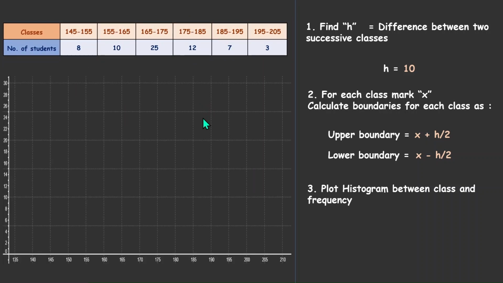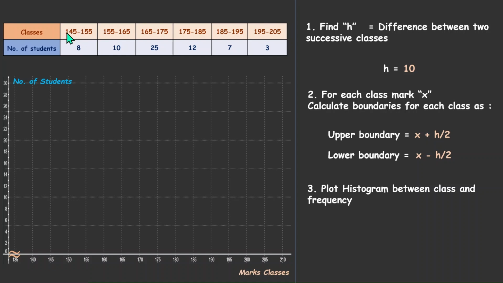So let's take our graph. On the x-axis, we have the marks classes. So it would be 145, 155, 165. And on the y-axis, we have the frequency or the number of students. And you can note here that while our y-axis is starting at 0, our x-axis is starting at 135. So this means we have to show that this is a broken axis. And this is a sign for broken axis. And now we can construct our histogram.